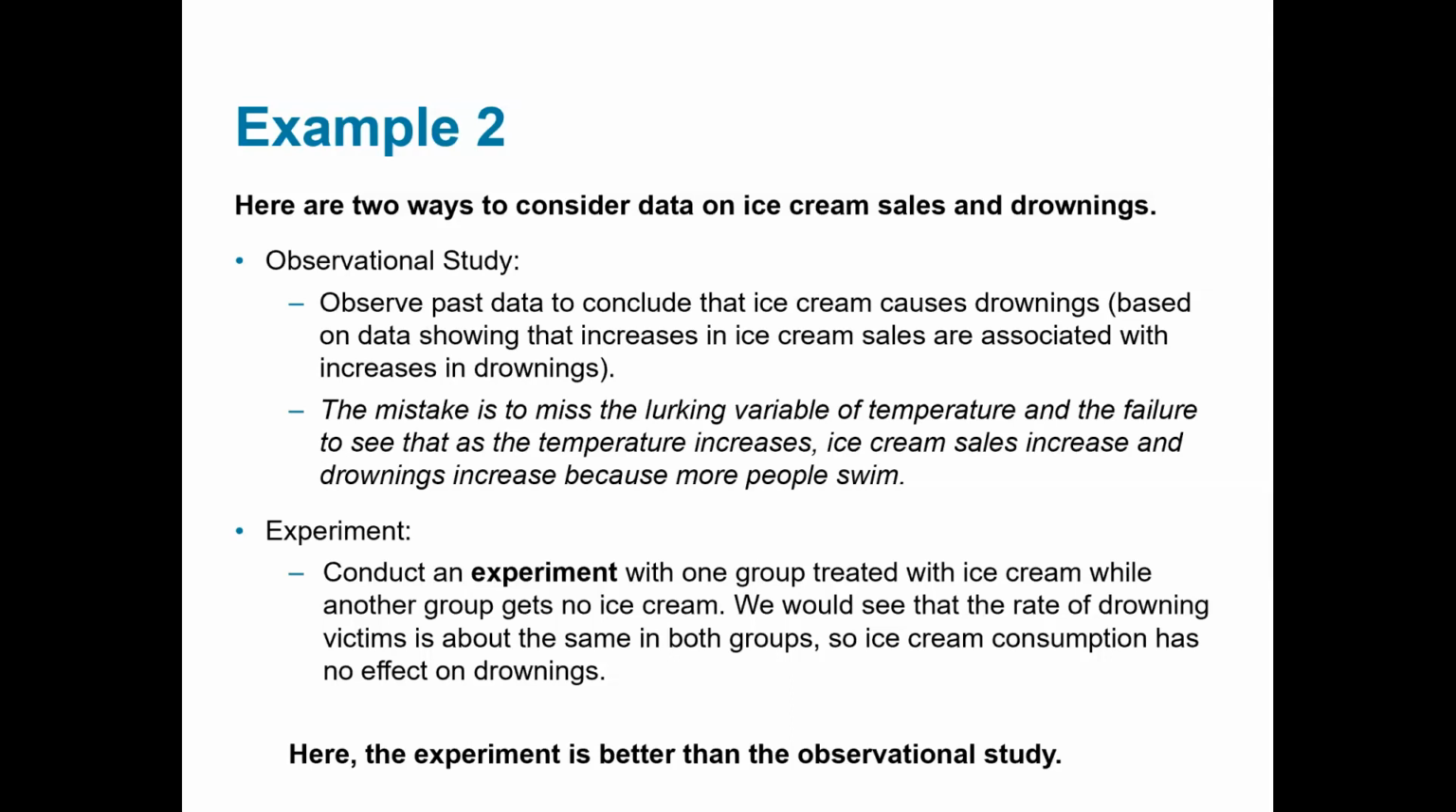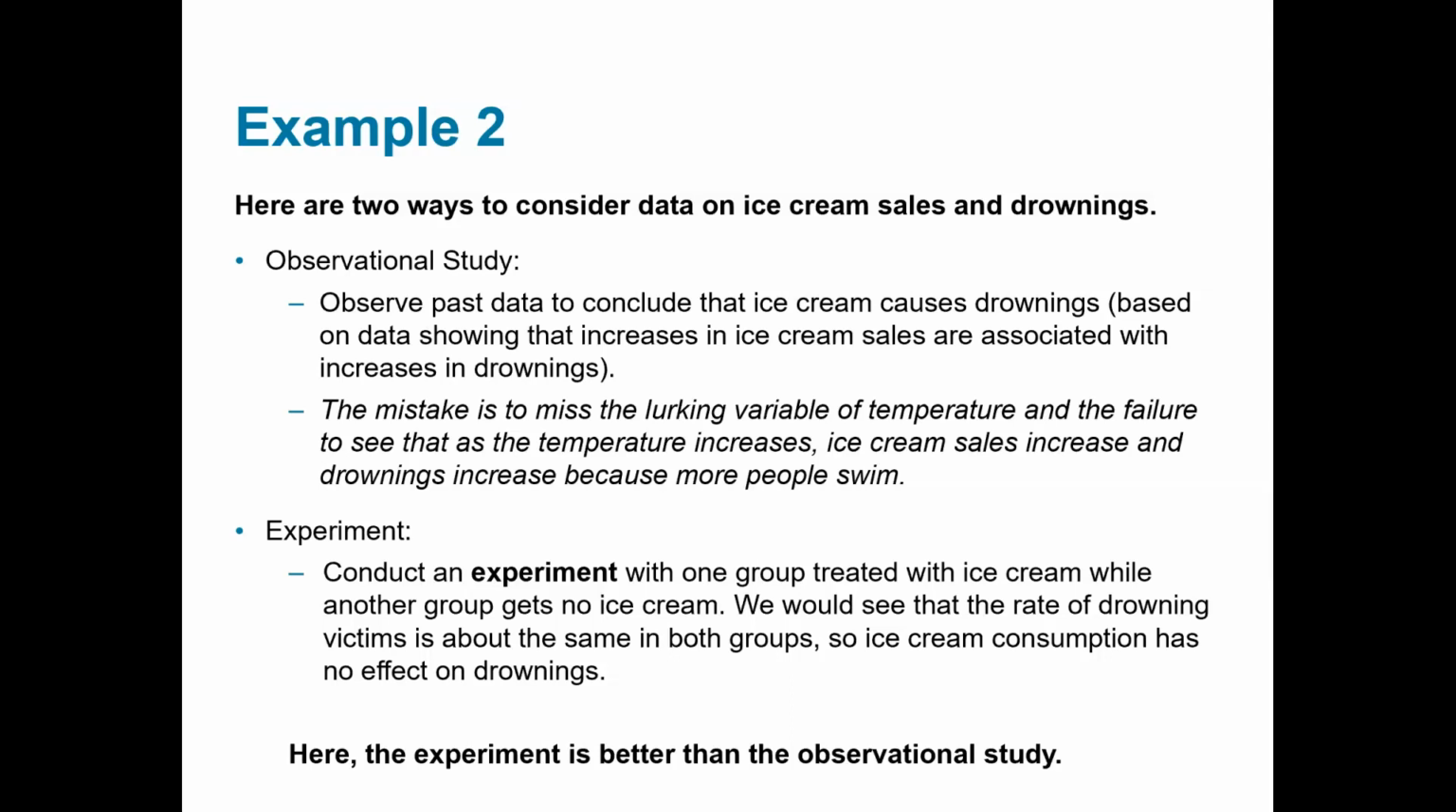Let's see. Observational studies. So what that would mean is we would observe the past data and we would see that ice cream causes drowning because based on the data, there was an increase in ice cream sales and an increase in drowning. Well, what's going on here is that there's a lurking variable of temperature, and the failure to see that is temperature increases, people are going to buy more ice cream, and people are also going to be more likely to swim, and the more people swimming, the more likely there's drownings. So that observational study doesn't really help us consider the data on ice cream sales and drowning.